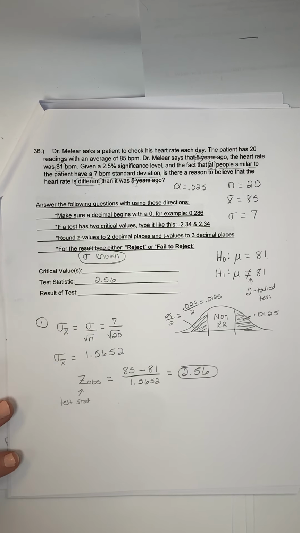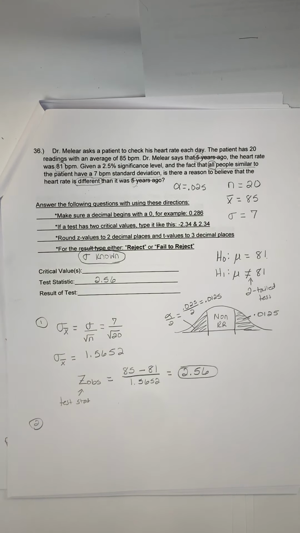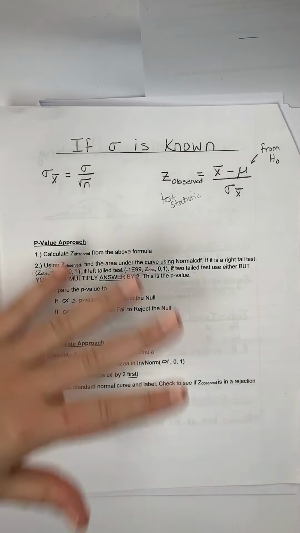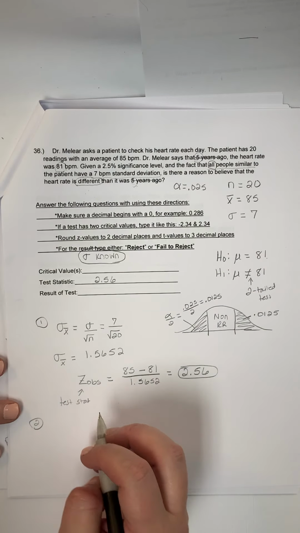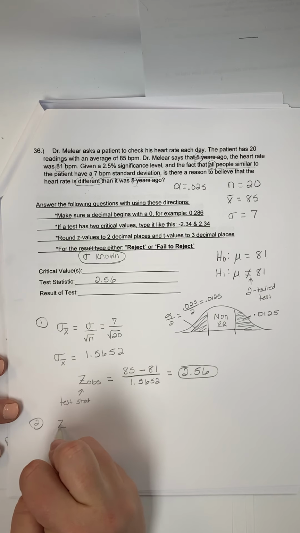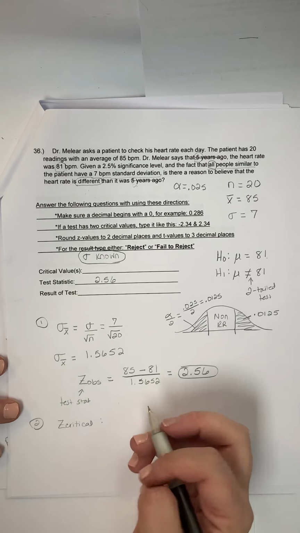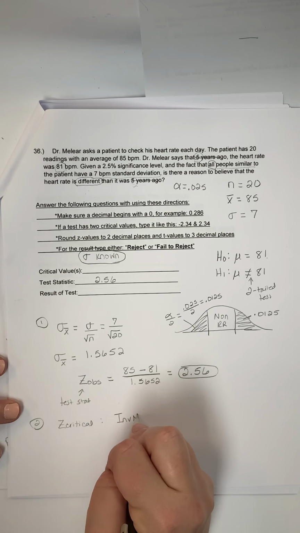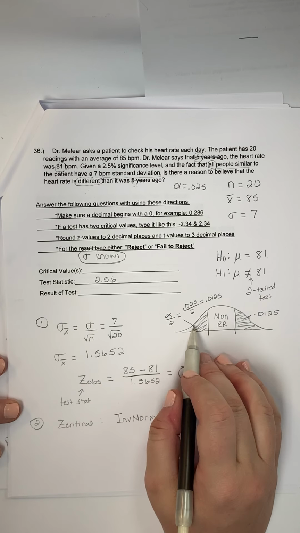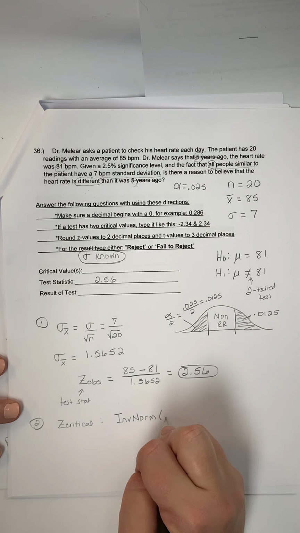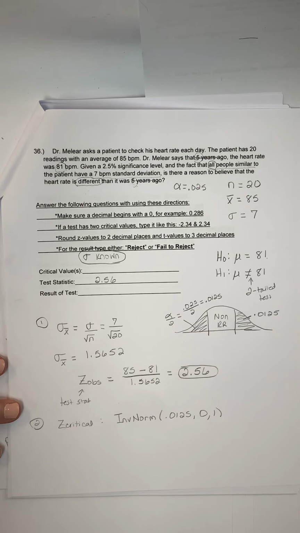There we go. Okay, step 2, remember you have this nice little chart, this nice little breakdown to follow along with. Okay, step 2 is to find z critical. And I'm going to have 2 of these, right? Z critical, I use inverse norm. I'm going to use alpha. Now I had to divide it by 2 because I have 2 of these. So 0.0125, comma 0, comma 1.